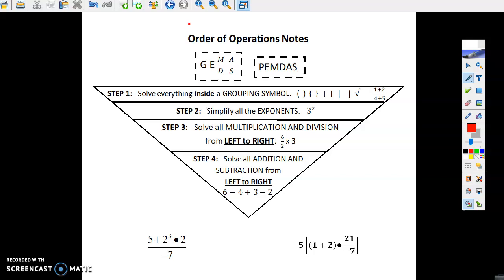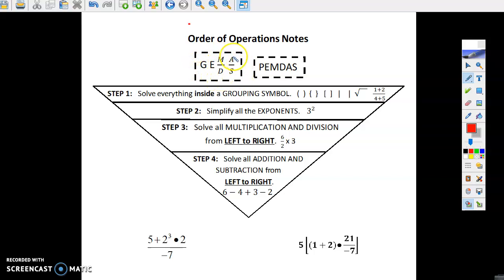Hi guys, this is Miss Carvalho, and today we're doing a quick review of order of operations and what that looks like now that you're in 7th grade and learning more math. So you've probably heard of PEMDAS and probably know what they stand for. I've heard a lot of you already talking about it.